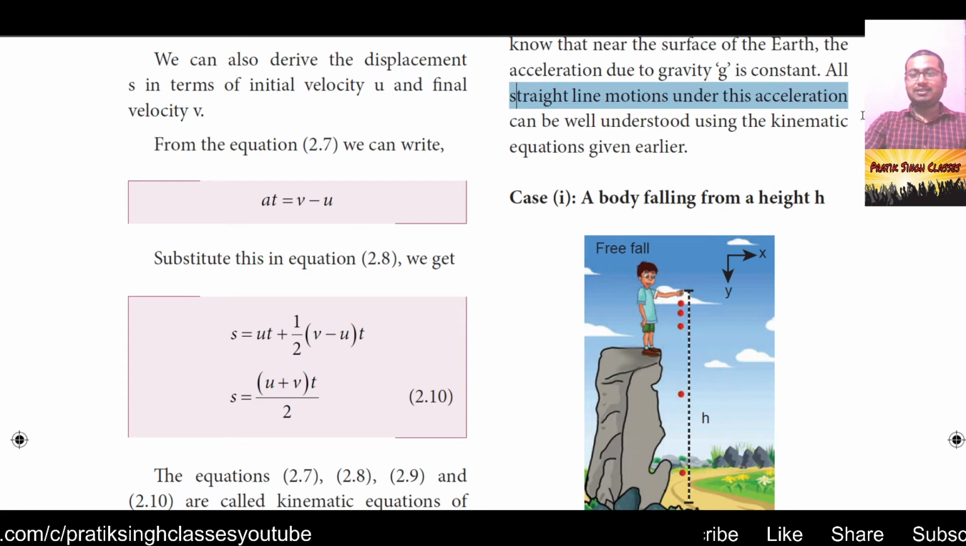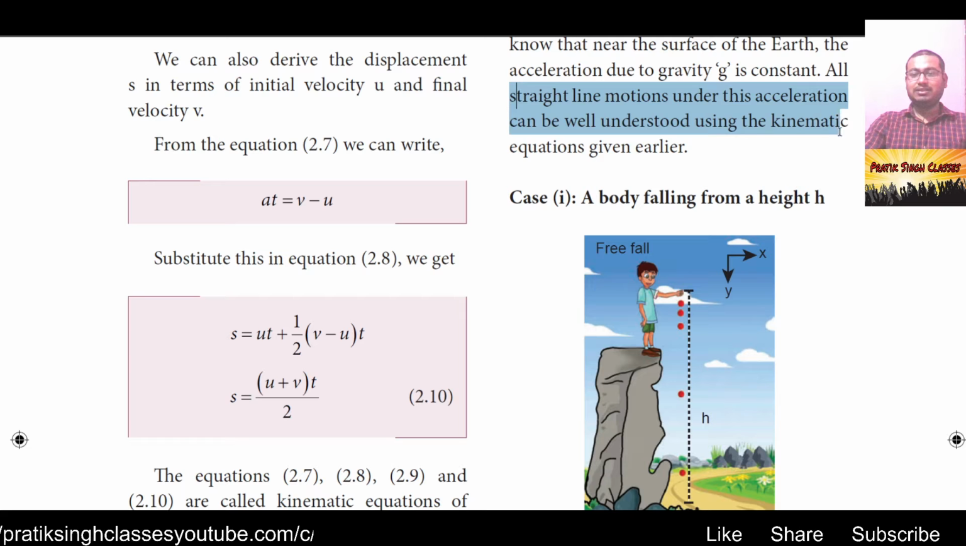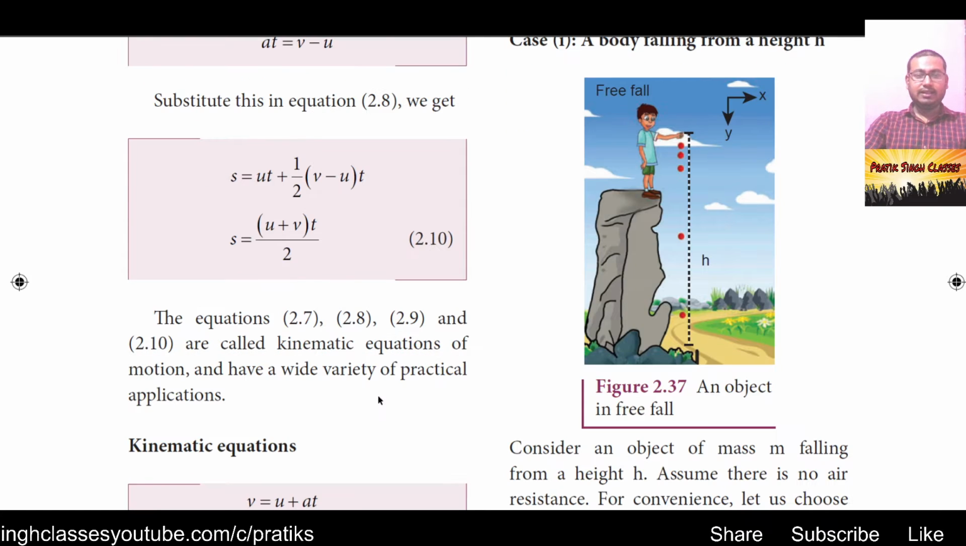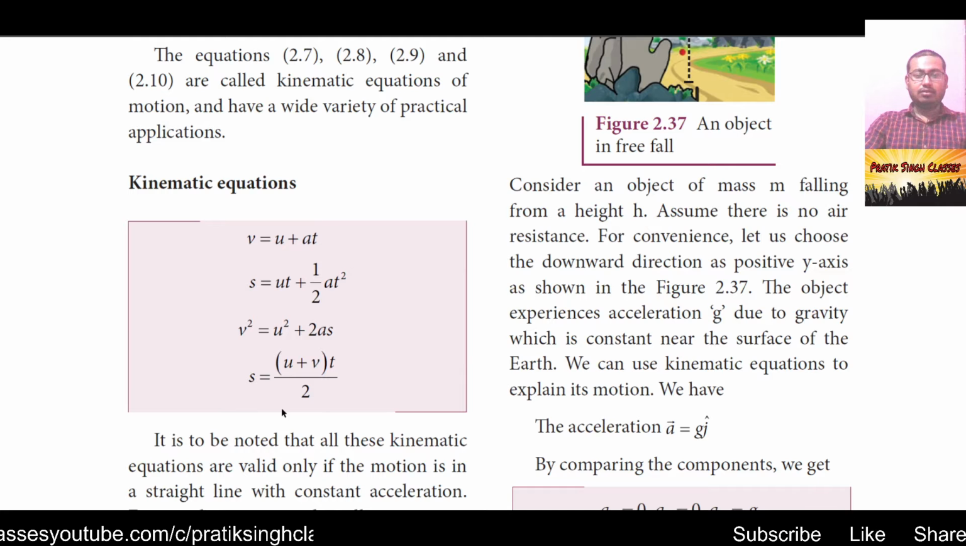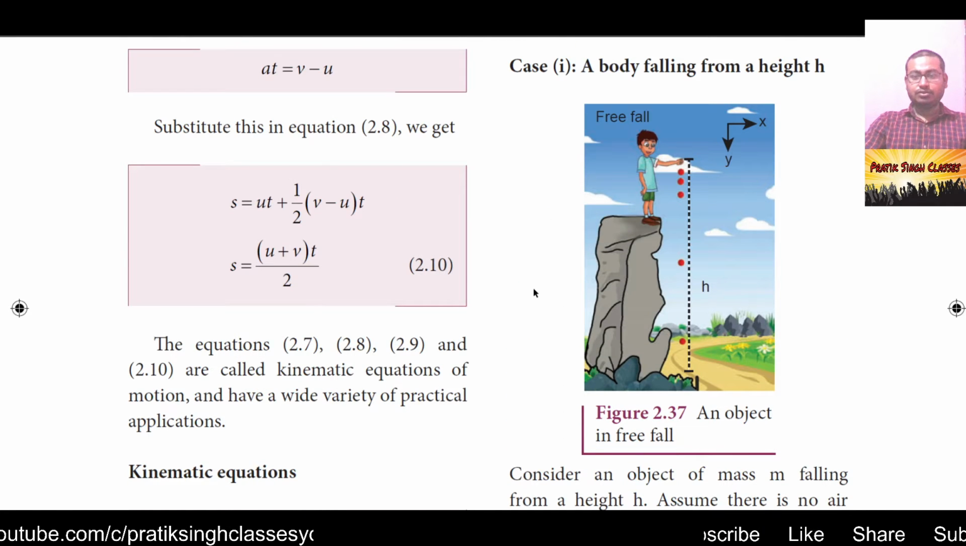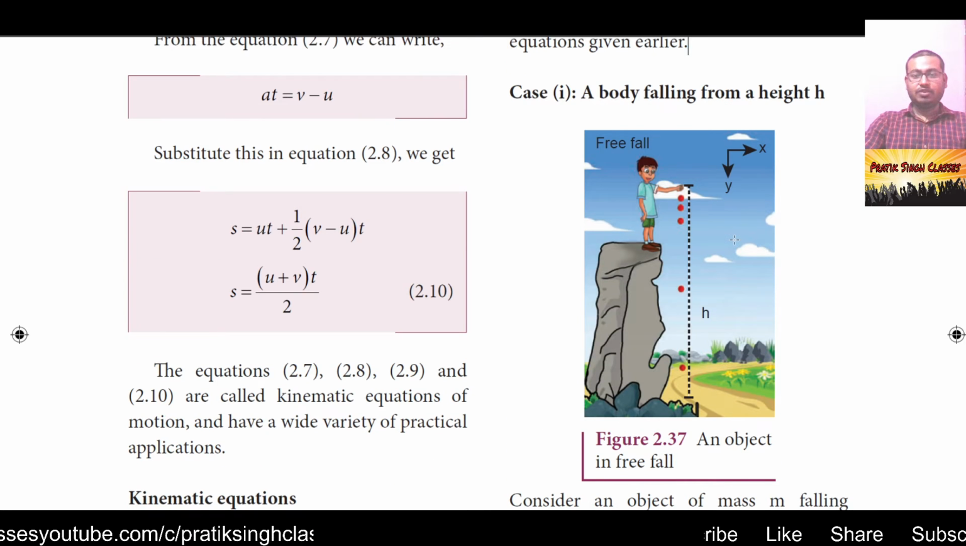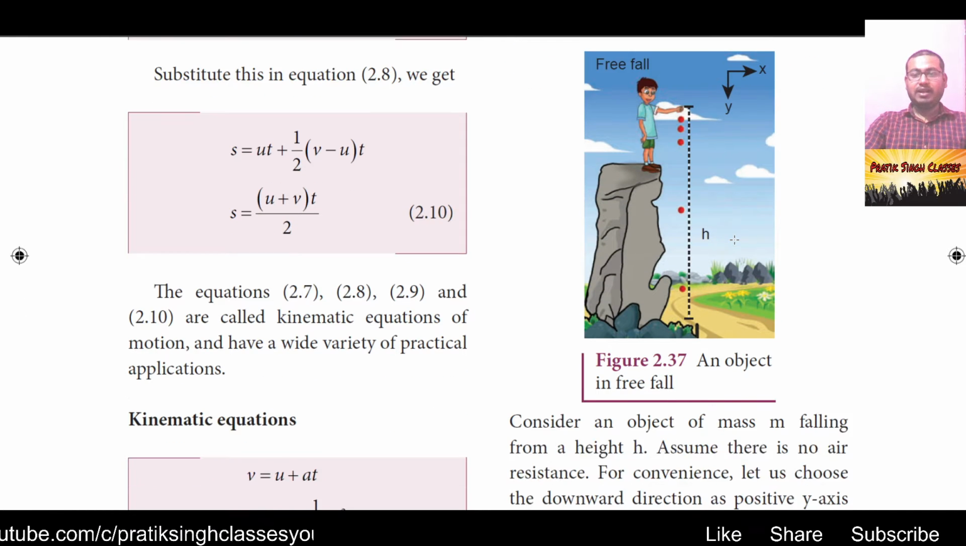All straight line motions under constant acceleration can be well understood using the kinematic equations given earlier, all these four equations. Here you can see a boy standing on the height of a cliff, and he has just dropped a ball. As you can see, the height of the ball from the ground is h, and as it moves downward it will move in a straight line with a constant acceleration equal to g. So case 1: a body falling from a height h.